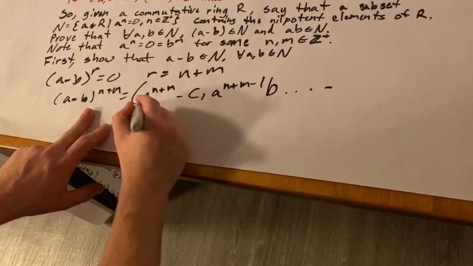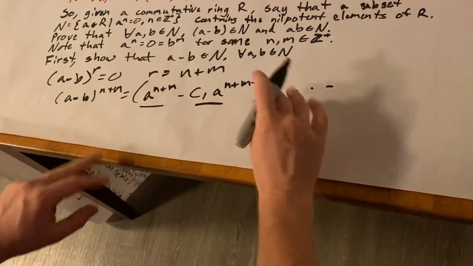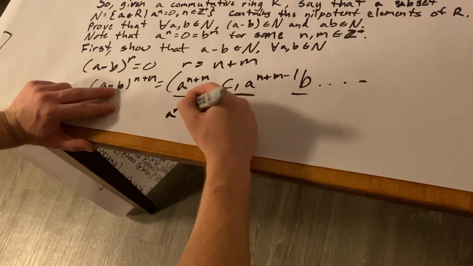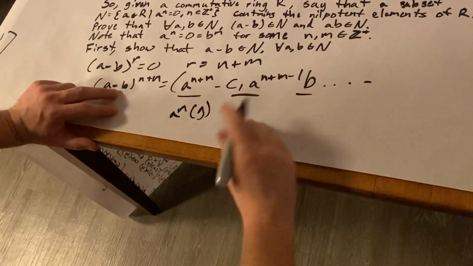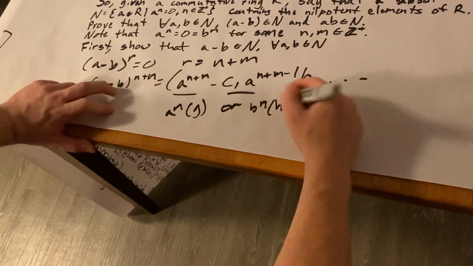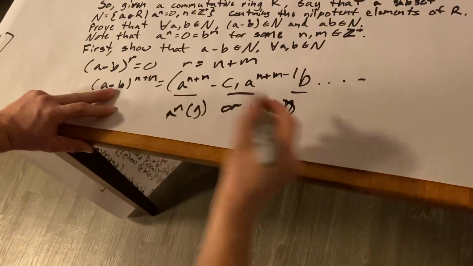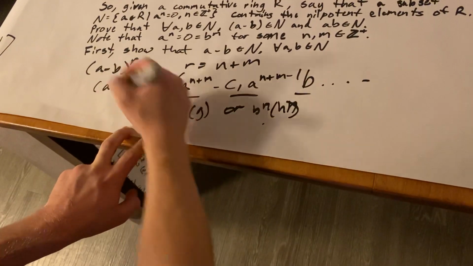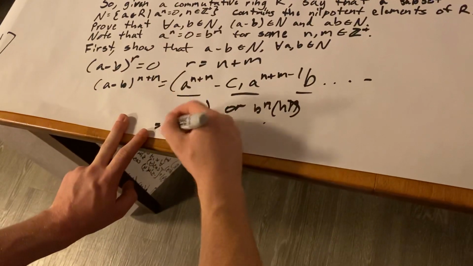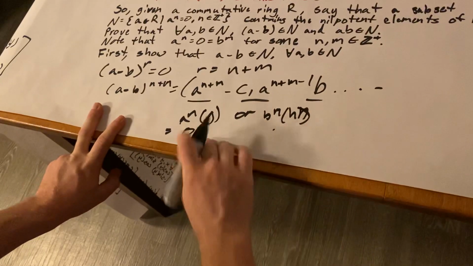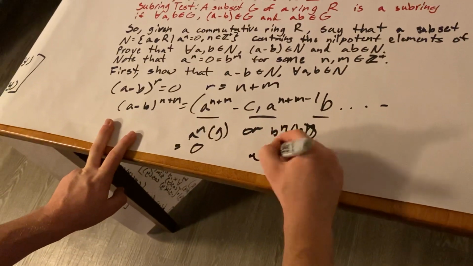But every term, here, here, here, and forever, is either going to be a to the n times some other term, we can call it g, or b to the m times some other term, h. Since that's 0 and that's 0, all of these terms are equal to 0, and we can say that a minus b to the n plus m is equal to 0. So that would imply that it's nilpotent, and therefore a minus b is in N.